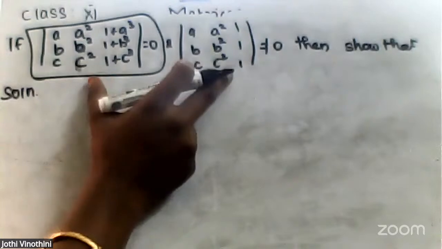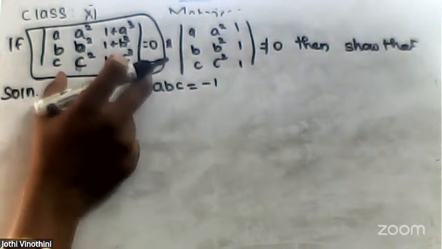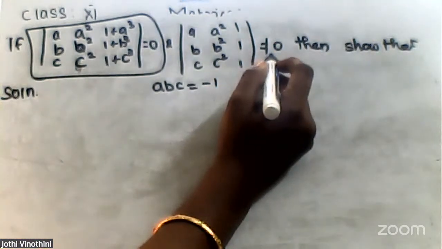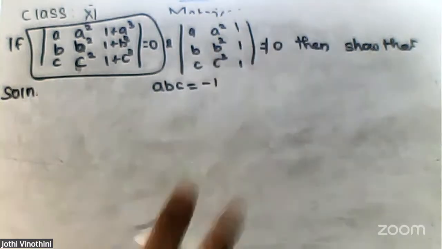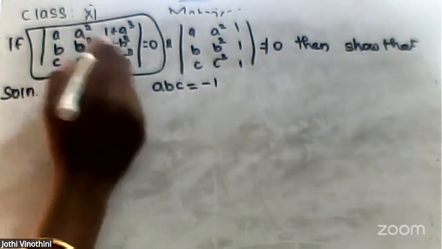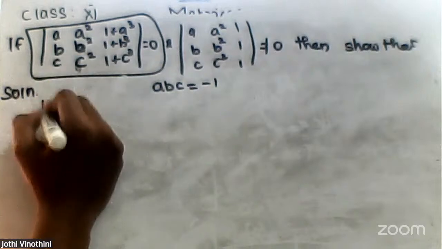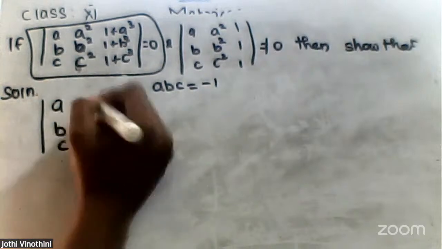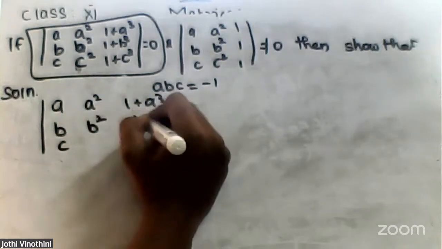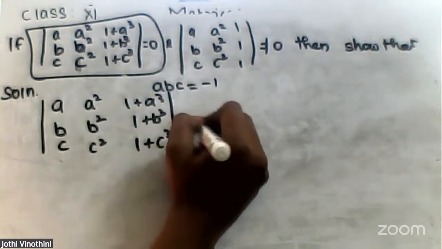Remember, we are provided with two matrices. We have to prove that ABC equals minus 1. We know this matrix is not equal to 0, so we don't know where it may be. So we are leaving this matrix and taking this matrix alone. We know it is equal to 0. So it will become A, B, C; A squared, 1 plus A cube; B squared, 1 plus B cube; and C squared, 1 plus C cube, which equals 0.